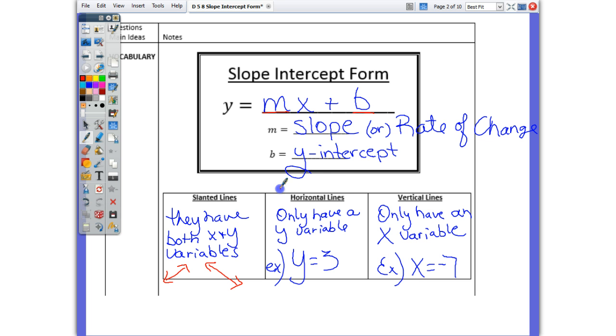If you have a horizontal line, you're only going to have a y variable. Anytime it's just a horizontal, it's y = 3. That's an example. y = 10. y = -8. If it's a vertical line, you're only going to have the equation x = -7, x = 10, x equals whatever, all right?